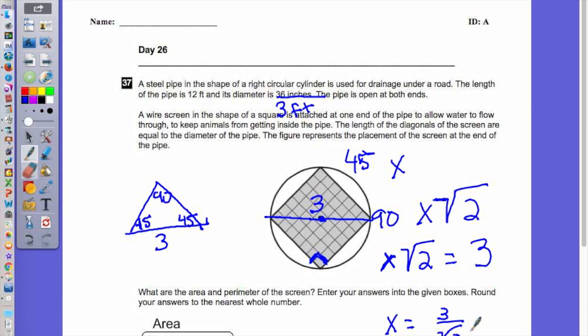So I'm going to get my calculator. What is radical 2? It's about 1.4142. Okay, I like that. So I'm going to divide 3 by 1.4142, and I get 2.12.